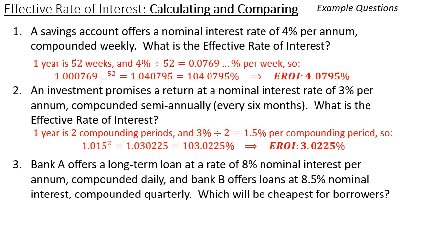That's equivalent to a 3.0225% interest rate. You can see that these will be similar to the nominal interest rate in every case. 4 became 4.08% roughly, and 3 became 3.02% roughly. There's not a huge change, but there is a small improvement. Question 3 is a bit more involved.